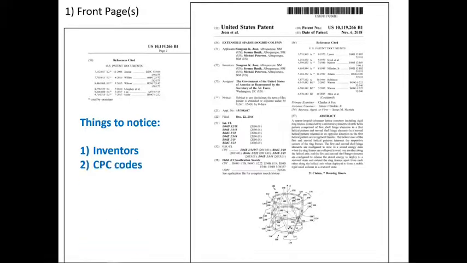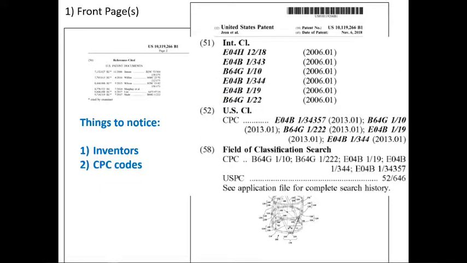Another thing you'll see on the front page is what we call the CPC codes. And these are very helpful. If you find a patent related to your invention, you can then search the uspto.gov site for more inventions related under this coding. So this allows types of things to be coded under these different classification schemes.